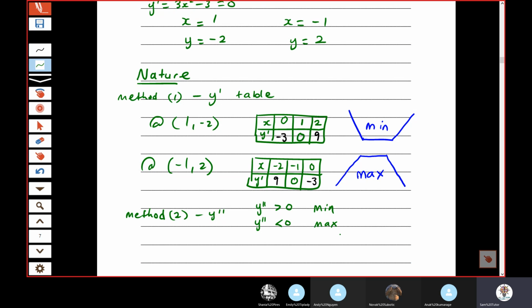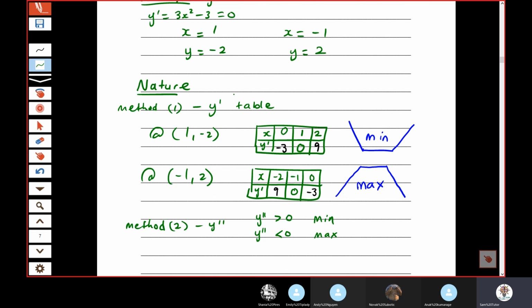So y dash greater than 0, increasing. Y double dash greater than 0, minimum. You can't mix the two. Because on Thursday I was hearing y dash greater than 0, oh, it's a minimum. It's not like that. You've got to be very strict with that. Y dash is increasing, decreasing. Those are the words. Full stop. Y double dash, minimum, maximums. Okay, and that's really it.